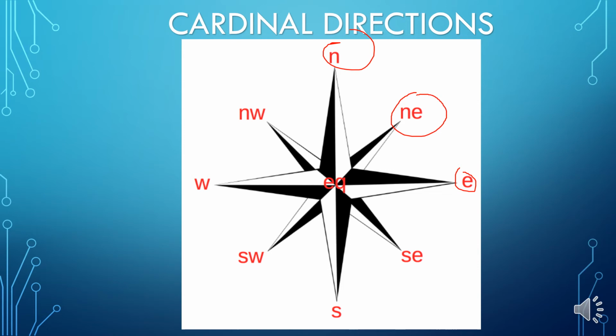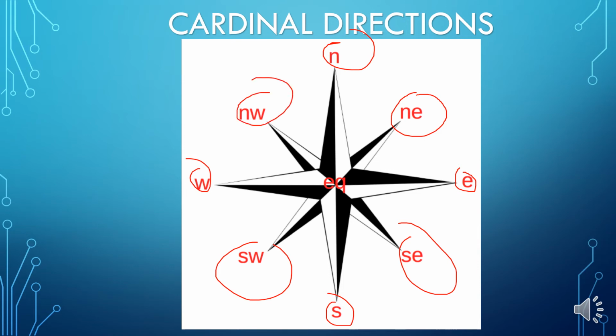Similarly, between south and east we have the line southeast. Between south and west we have southwest, and again between north and west we have northwest. Now, this shows us the cardinal directions. These subdivisions, along with the four main directions, north, south, east, west, help us to locate any place accurately.